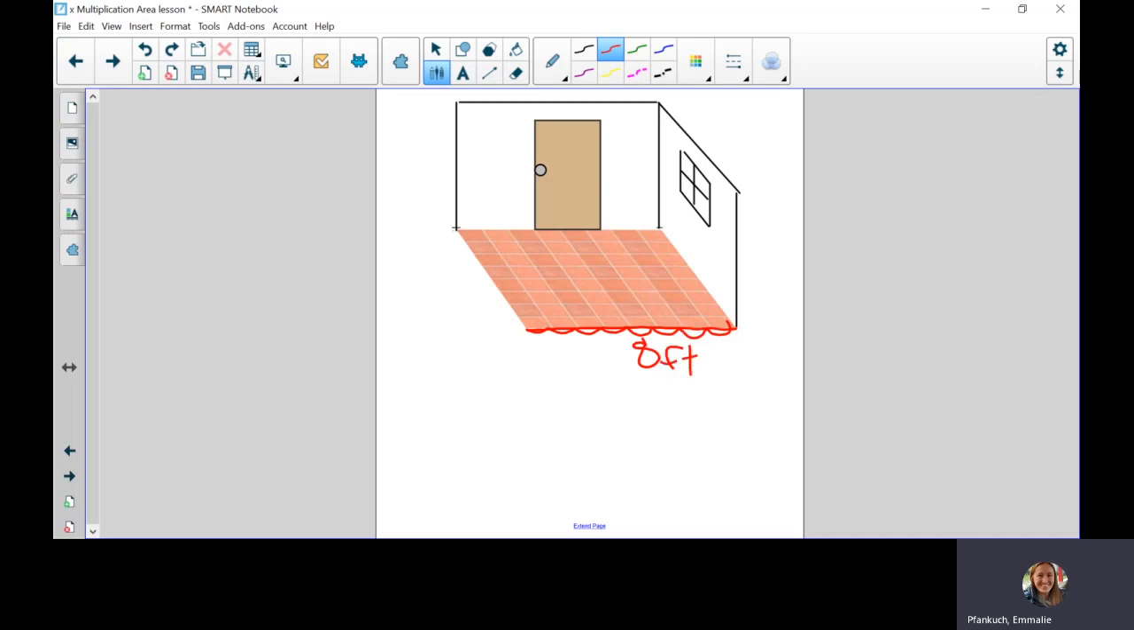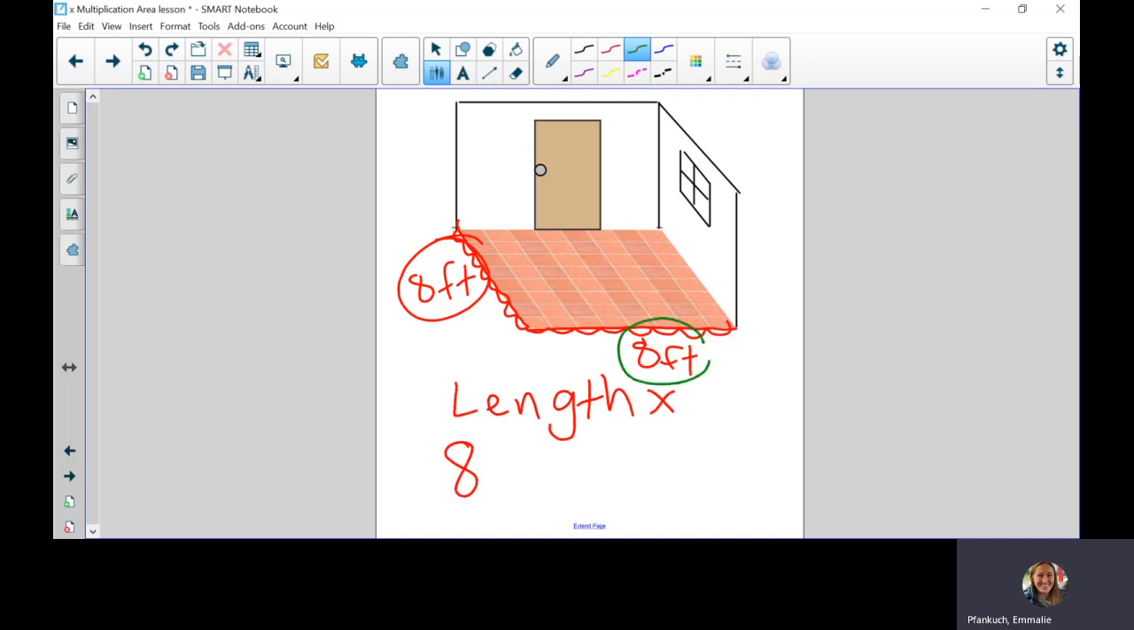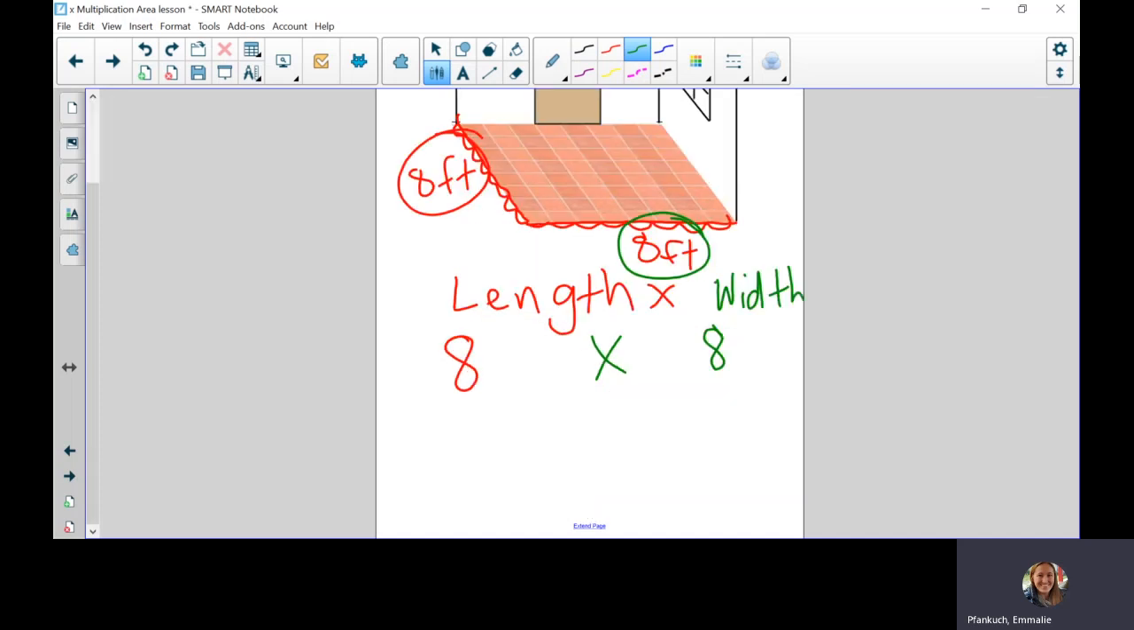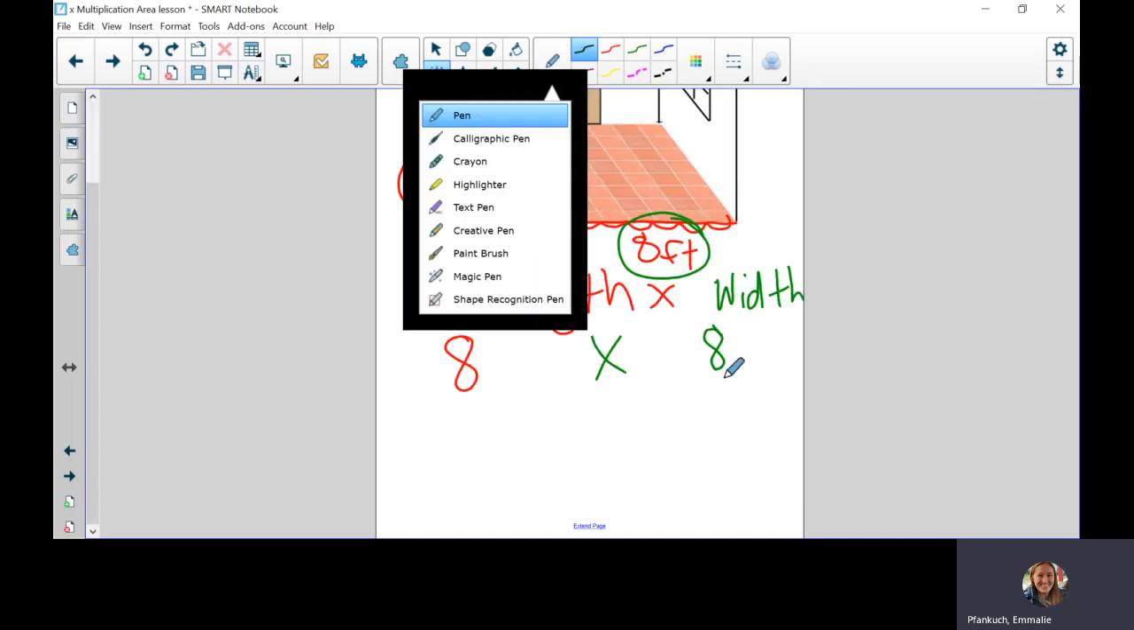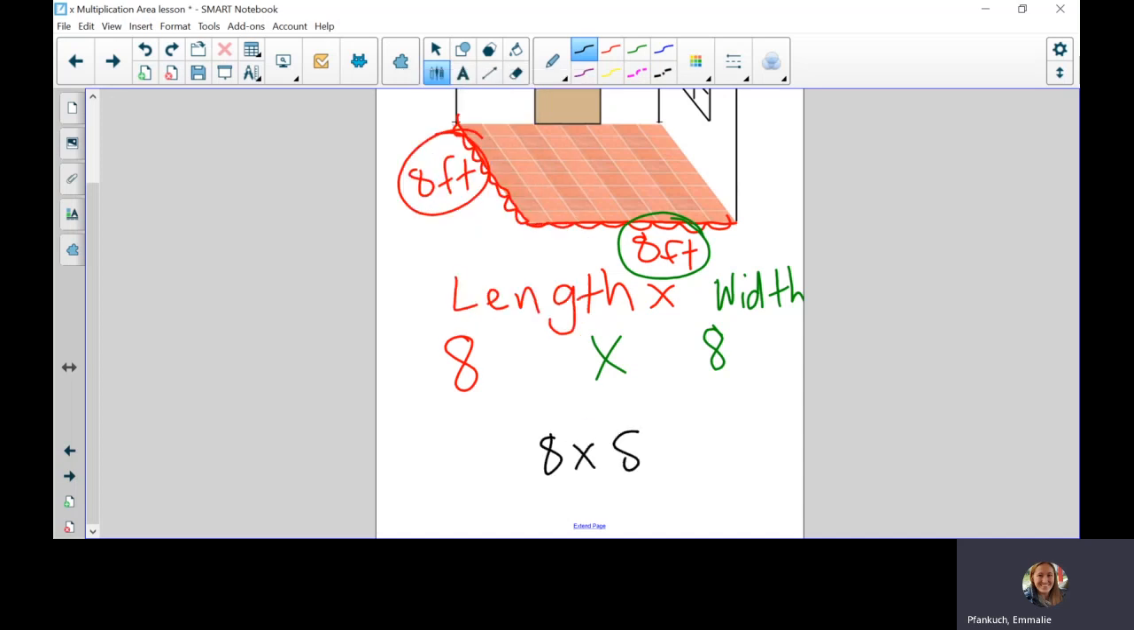Now let me go ahead and find the length. So the length, I'm going to do the same thing. I'm going to find how many square feet go along the length. 1, 2, 3, 4, 5, 6, 7, 8. Also 8 feet for my length. And if I remember, to find the area, it is length, which is 8, times my width, which was also 8. I can find my area that way instead of counting all of those. And if I remember my facts correctly, 8 times 8 equals 64.